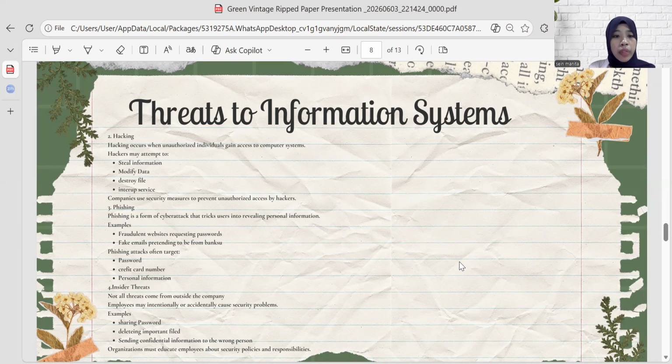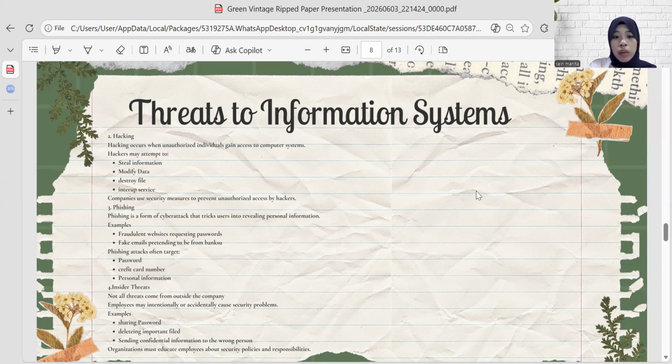Number 3 is phishing. Phishing is a form of cyber attack that tricks users into revealing personal information. And we have 2 examples in here, like a website requiring a password, or a fake email pretending to be from a bank. Phishing attacks target things like passwords, credit card numbers, and personal information.